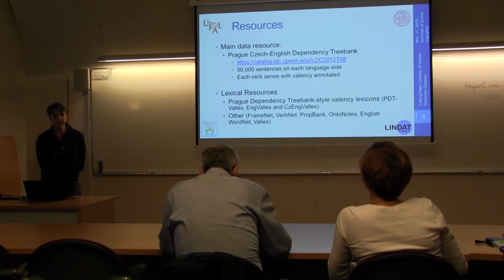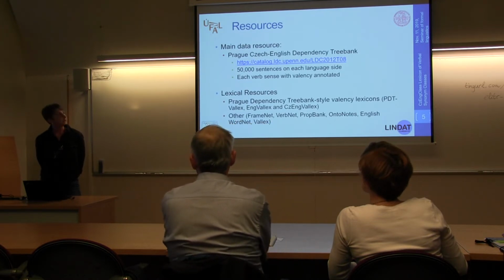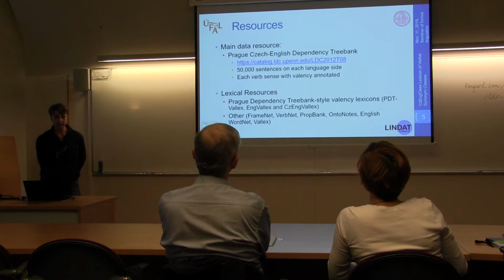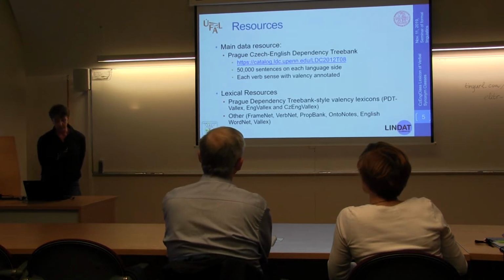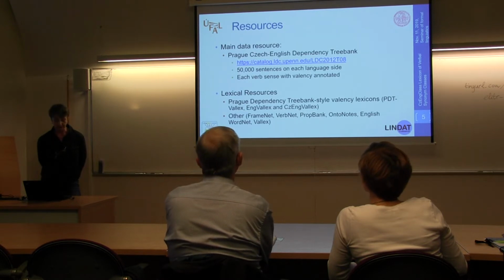What kind of resources are we using? I've already said that we are using translational texts. Therefore, our main resource is the Prague Czech-English Dependency Treebank. As most of you know, this is a parallel treebank where the English sentences were translated by professional translators. So we hope that the translations are good enough for us.